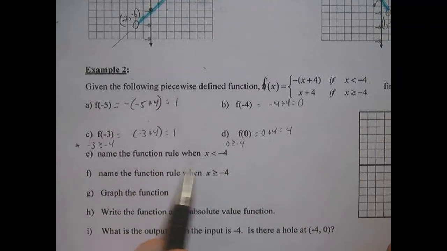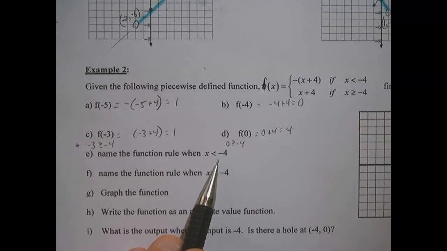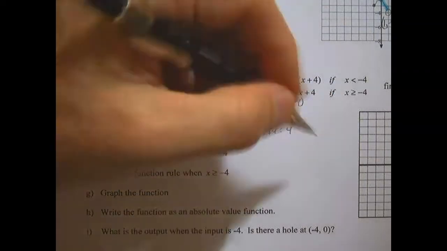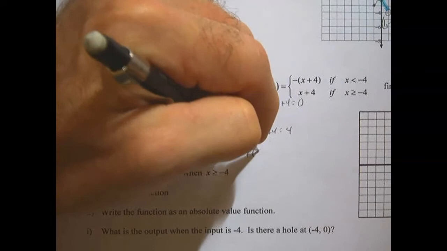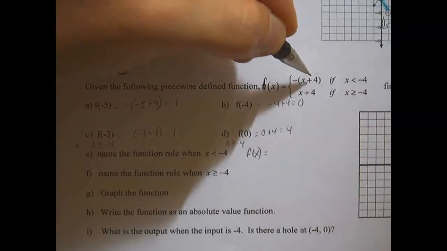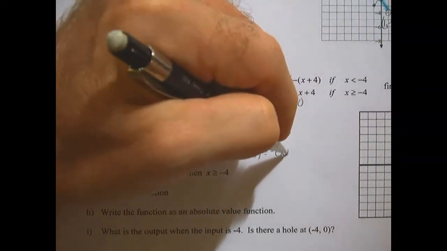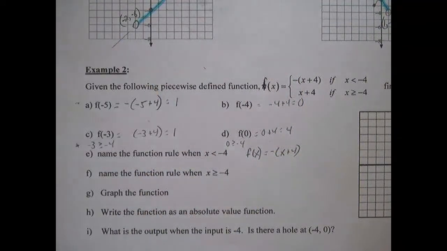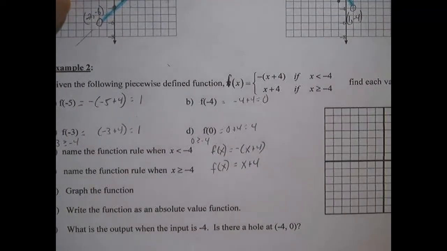All right, name the function rule when x is less than negative 4. Well, this is the domain, and the function rule there would be f of x is equal to the opposite of x plus 4. When x is greater than or equal to negative 4, name the function rule. Okay. There we go. So now let's graph the function.